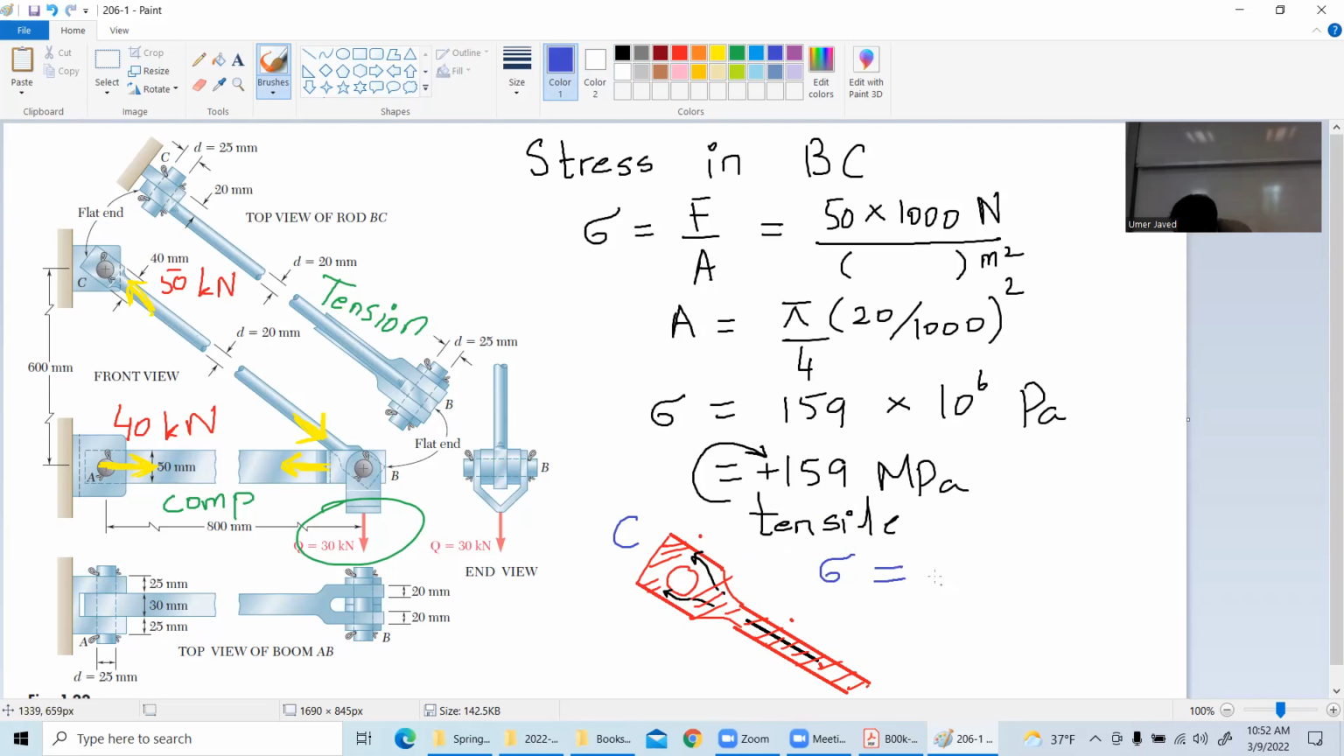Stress equal to force divided by area. What is the force? 50 kilonewtons. And I will write 50 multiplied by 1000. Then I will put a capital N for newtons. Then area. Where am I focusing on? Right here. So tell me the area.